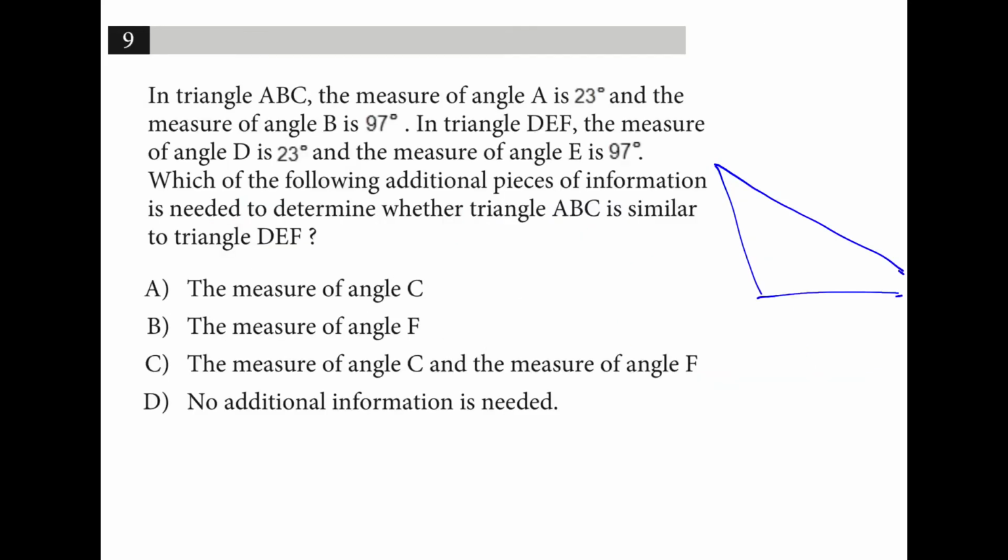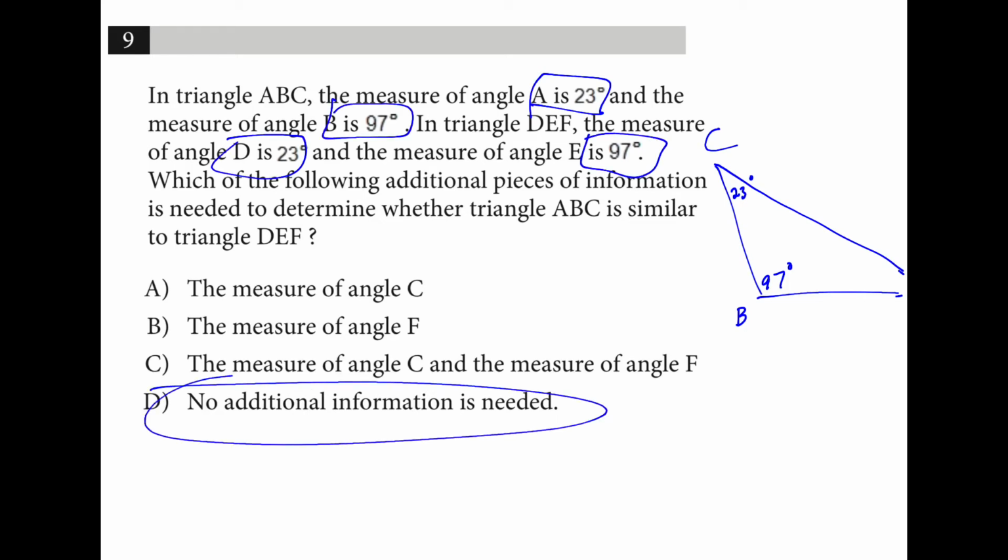Here's triangle ABC. Angle A here is 23 degrees, and angle B is 97 degrees. In triangle DEF, D matches up with A, and E matches up with B. No additional information is needed to prove that these are similar because the interior sum of the angles has to be 180 for any triangle. So if two of them are the same, the third one has to be the same as well.